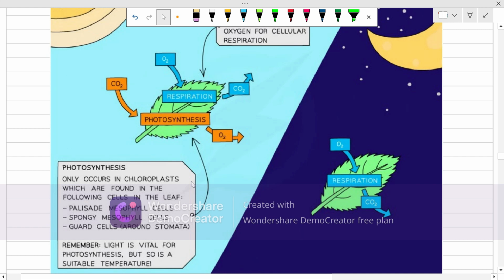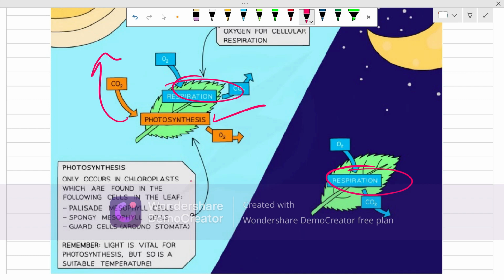In this illustration, we have respiration and photosynthesis. Respiration, as you can see, is occurring in both the day and the night, while photosynthesis is only occurring in the daytime.